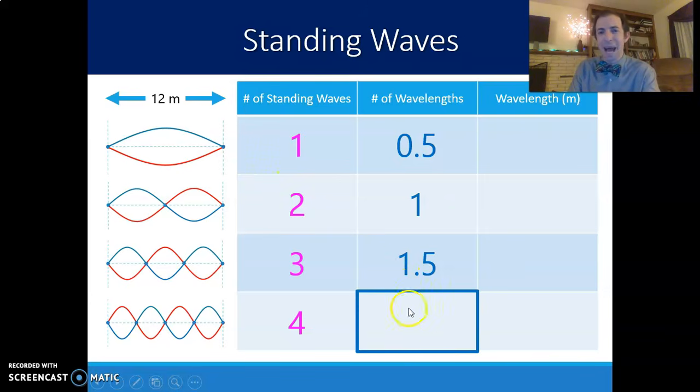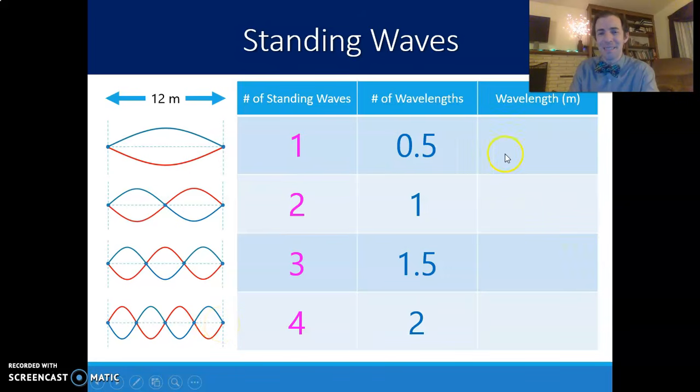So with that in mind, how many wavelengths then are in this last picture? If the number of wavelengths is always half of the number of standing waves, 4 standing waves mean 2 wavelengths. Or you can look at the red part here: goes up and down and back, that's 1, up and down and back, that is 2.